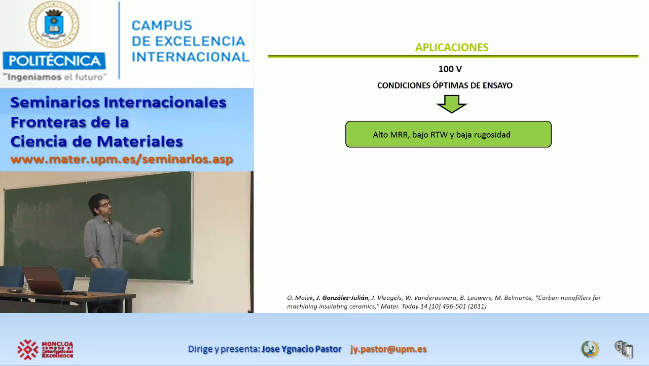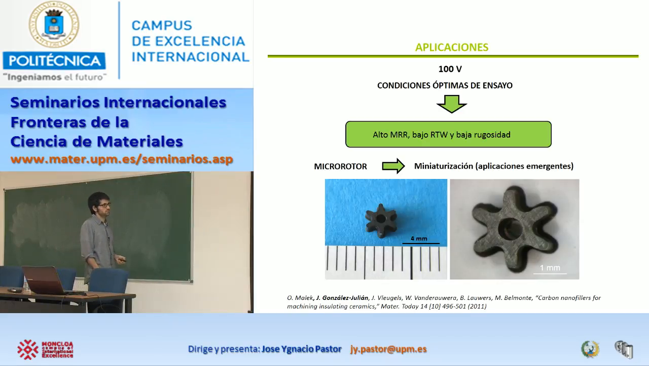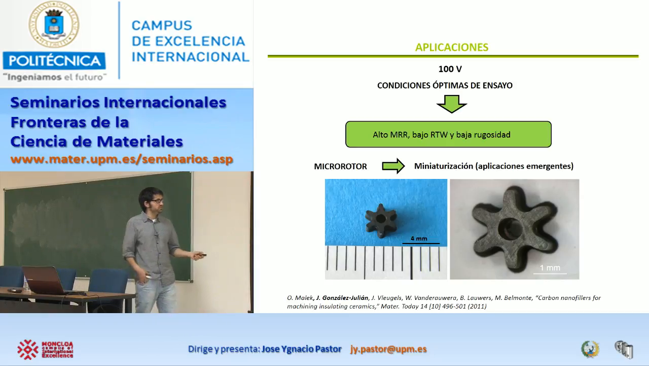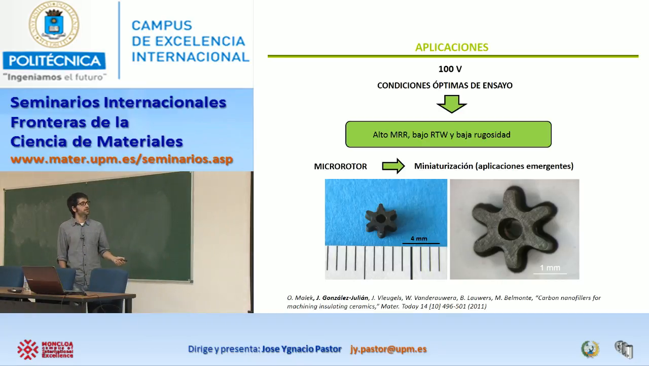After a few experiments, 100 volt was the optimized value because it improves the material removal rate, reduces the relative tool wear, and the roughness is quite good because it's low. Then we go to the next step, and we process a small piece as an example. It's a question of seconds. The small piece is a gear that of course can be used in several applications.